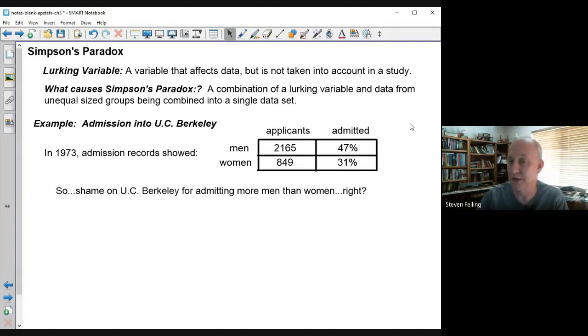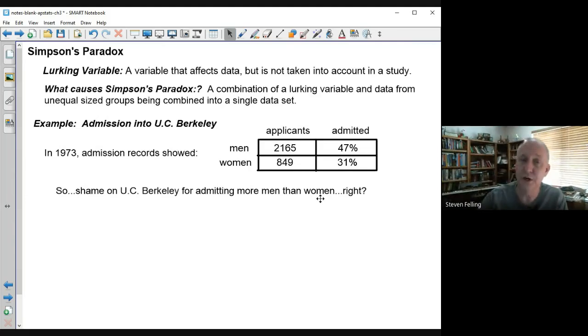The data is that of the 2,165 men who applied, 47% were admitted, and of the 849 women who applied that year, only 31% were admitted. Right? So shame on UC Berkeley for admitting more men than women, right? And in fact, when that statistic, just in that form, was released to the public, a group of women filed a lawsuit against UC Berkeley for gender discrimination back in 1973.